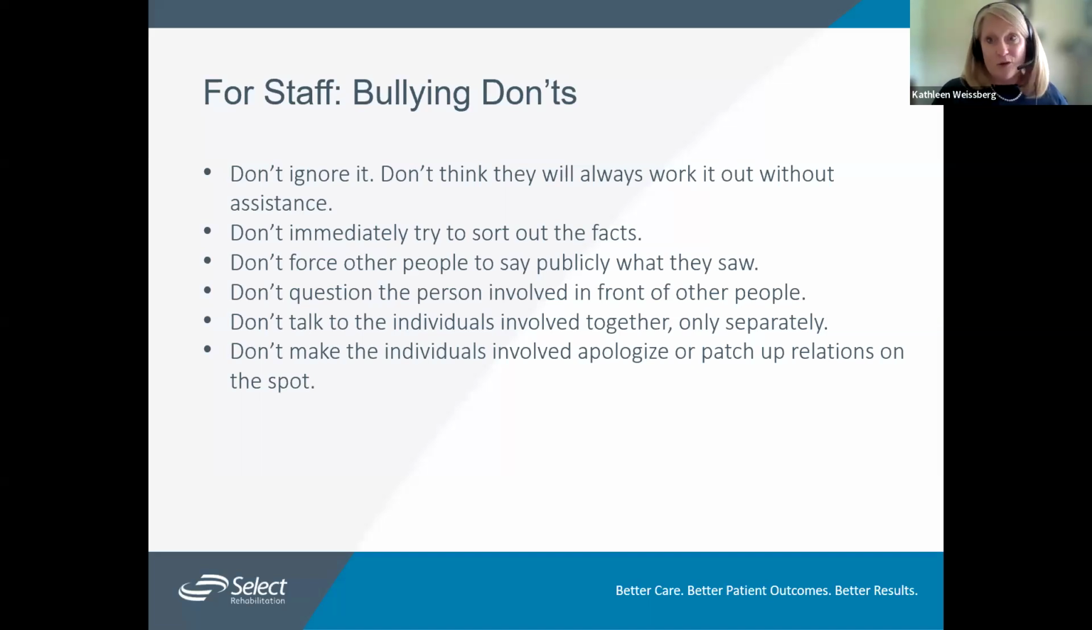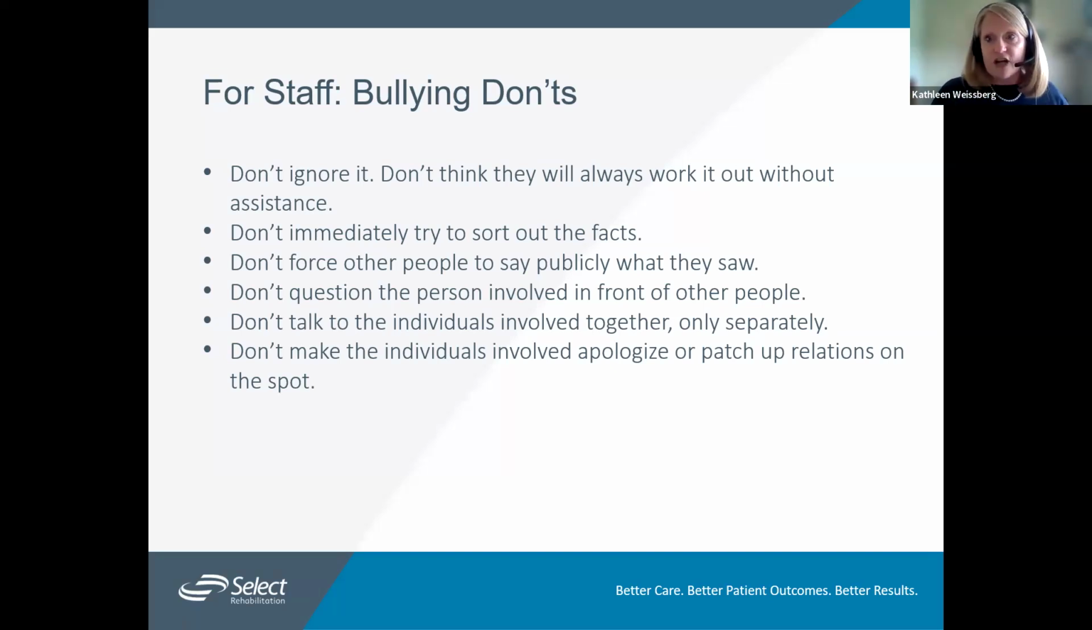Don't question the bully or the target in front of everybody else. That makes perfect sense. Don't talk to those two people together. I think sometimes we make that mistake. And I see that sometimes going in a totally different direction in our school systems and such, where we bring them together. That's not the right answer. Let's do this separately because we'll have one story on this side, one story on this side, and the truth is somewhere in the middle.